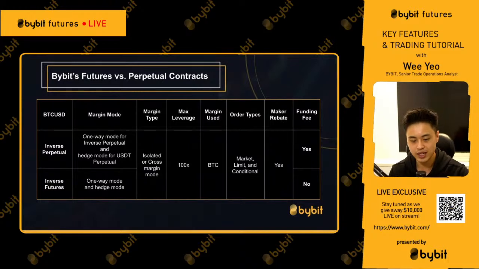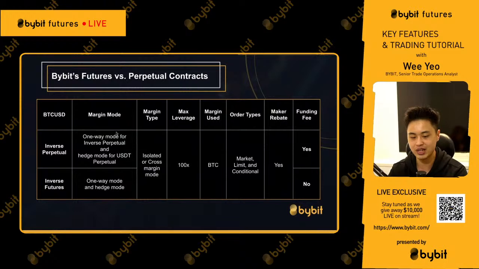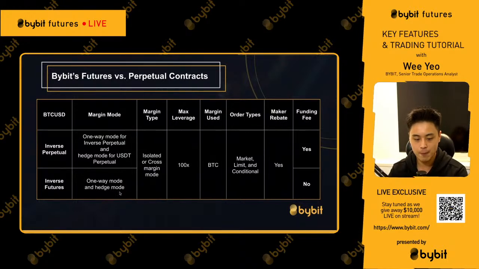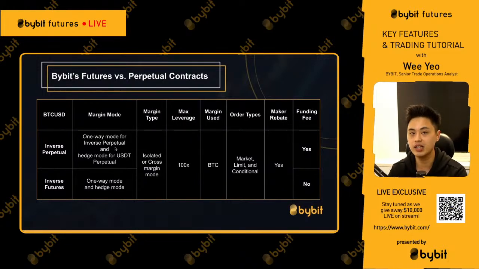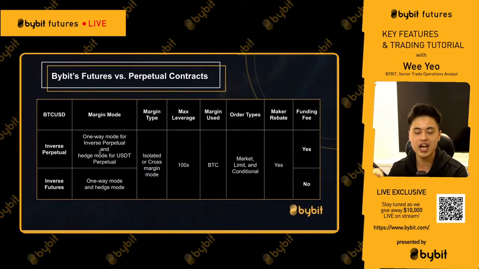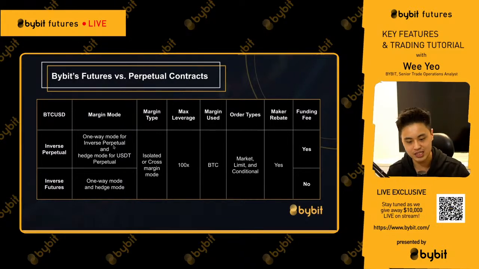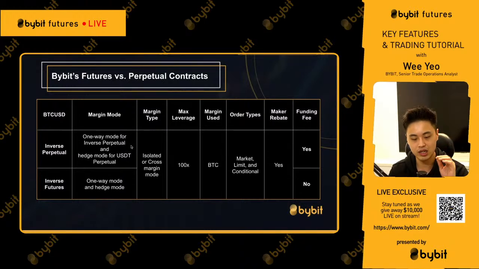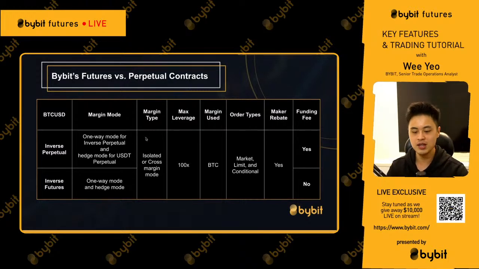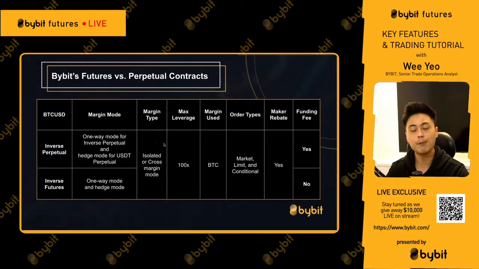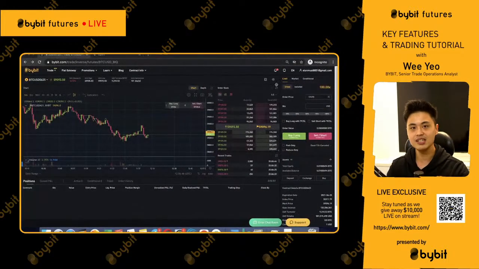The very first field we can see here is margin mode. This is a new feature that we will be going through, but here is a very quick introduction. For our inverse perpetual, the one-way mode is only available in our inverse perpetual. Likewise, hedge mode is under USDT perpetual. However, in our inverse futures, we have them both. Later we'll go through and teach you how to change this setting and what else to take note of. And of course, for the rest, the margin type, your isolated or your cross margin mode, is over here. So everything is the same.